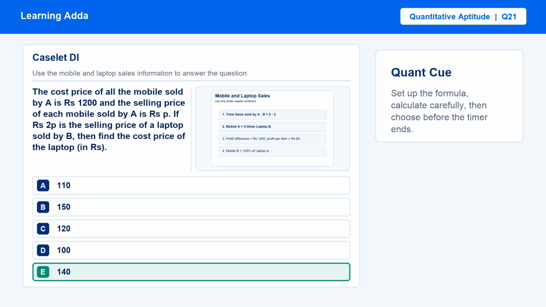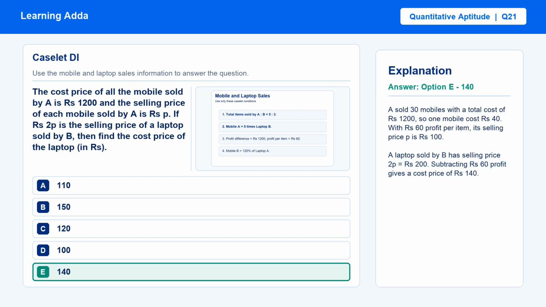The answer is option E, 140. A sold 30 mobiles with a total cost of rupees 1200, so one mobile costs rupees 40. With rupees 60 profit per item, its selling price P is rupees 100. A laptop sold by B has a selling price of 2P, which is equal to rupees 200. Subtracting rupees 60 profit gives a cost price of rupees 140.